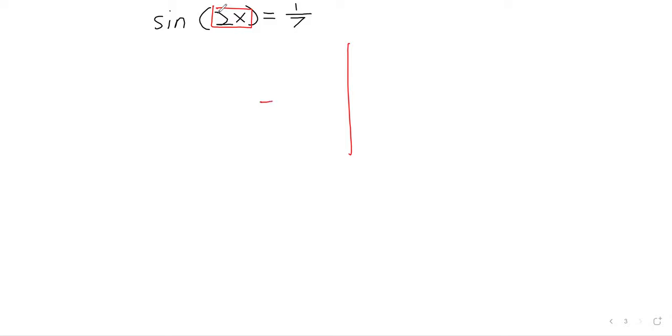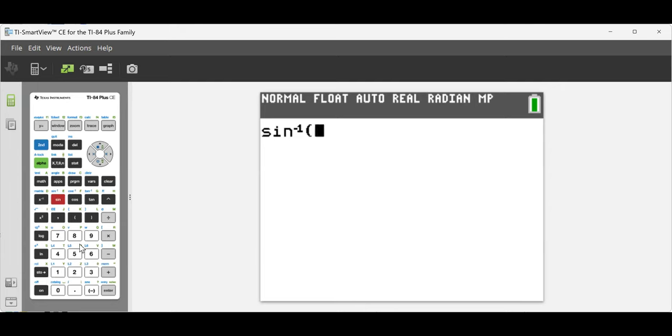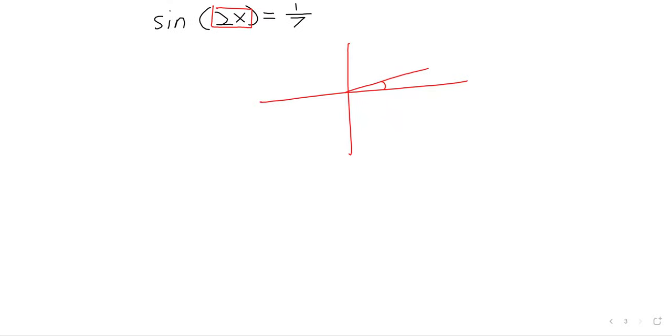So we'll once again use the arc sine of 1/7. This time, the arc sine of 1/7 gives us 0.1433. So once again, the sine is equal to a positive number. Just like in the last example, the only reference angles you're looking at are in the first and second quadrants.